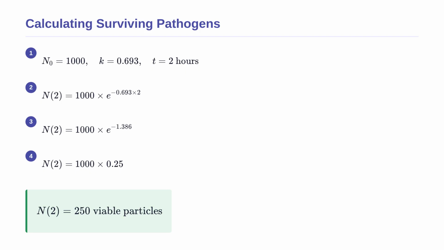Evaluating e to the power of negative 1.386 gives us approximately 0.25. This means only 25% of the virus survives. Multiplying 1,000 by 0.25 gives us a final answer of 250 viable particles. In just 2 hours, most of the threat has naturally neutralized.